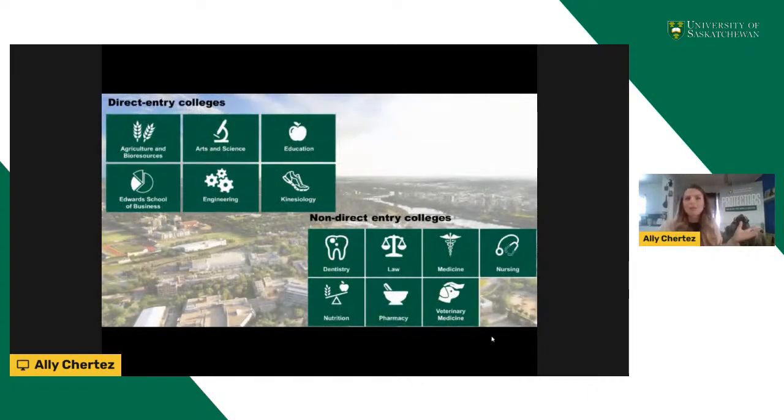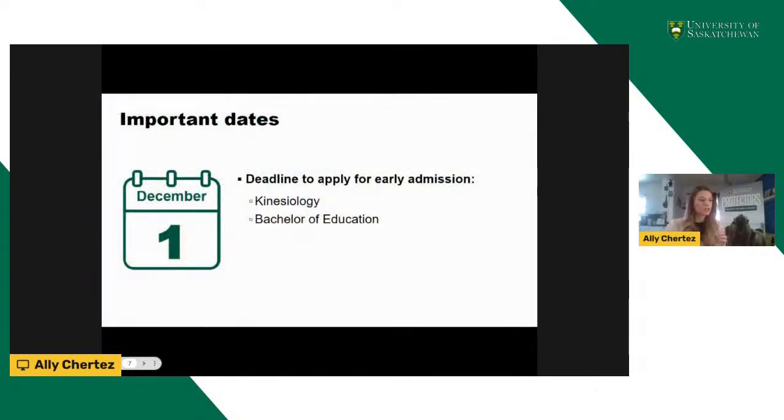You are probably interested in the programs we offer at the University of Saskatchewan. We offer over 130 different programs, and we've split them up into direct entry colleges and non-direct entry colleges. All of our programs are offered through 13 different colleges, faculties, or schools. You might have heard these terms interchangeably, but essentially they mean the same thing. We like the word college here. So, College of Education, College of Engineering, College of Arts and Science, College of Medicine, and so on and so forth.